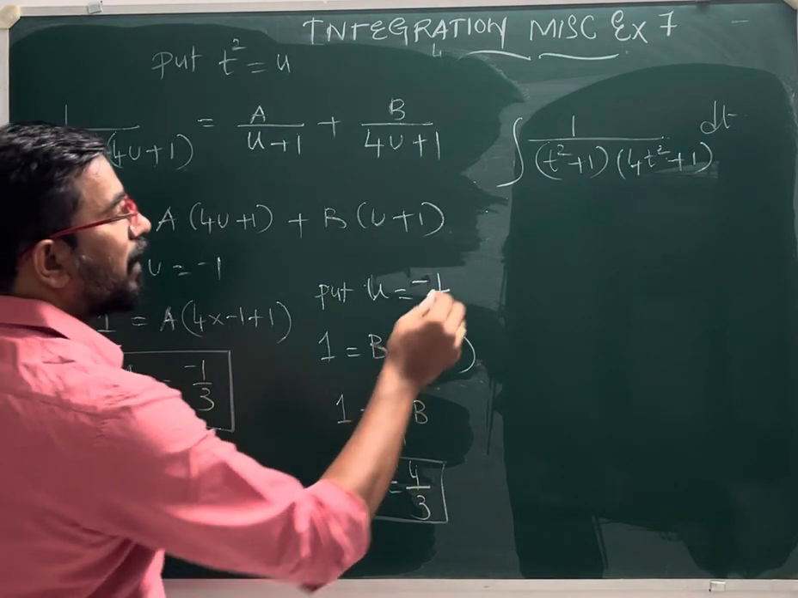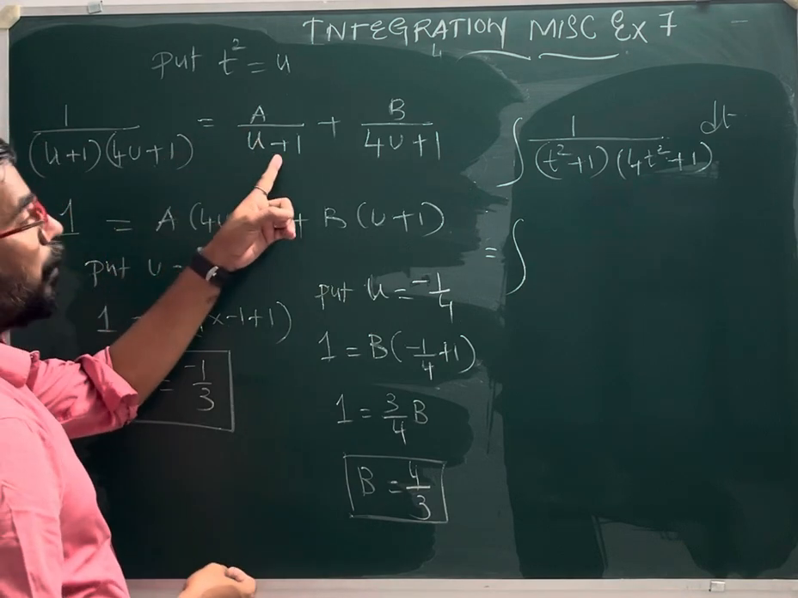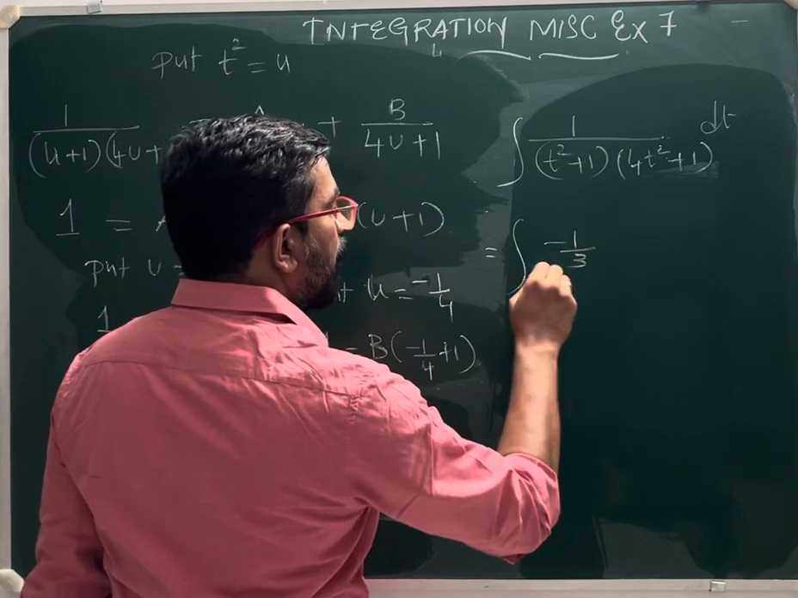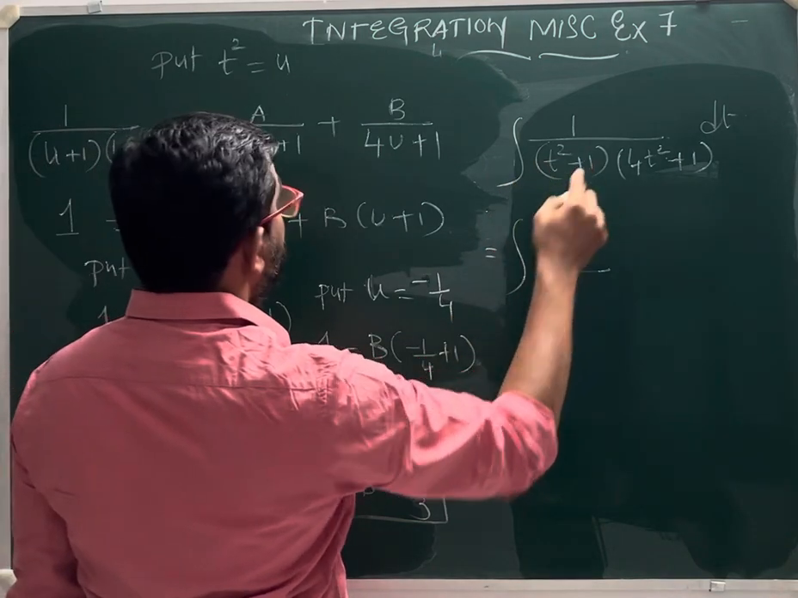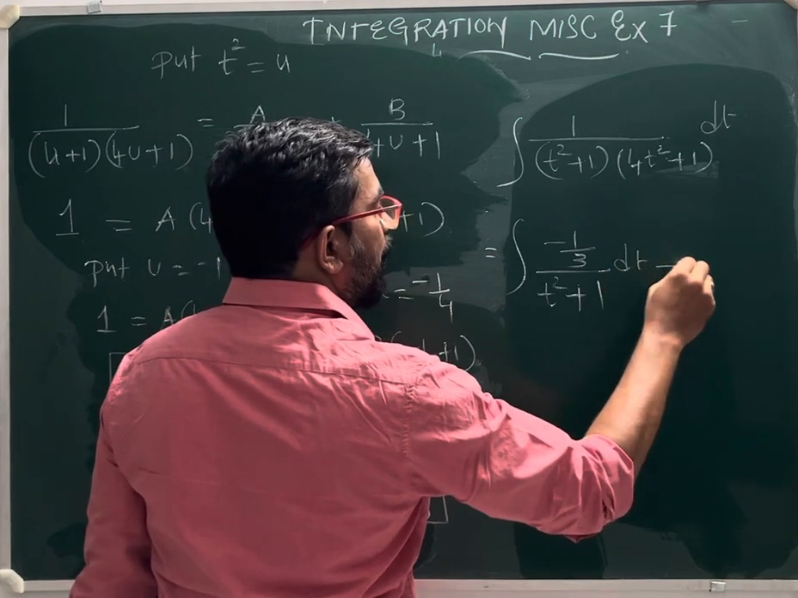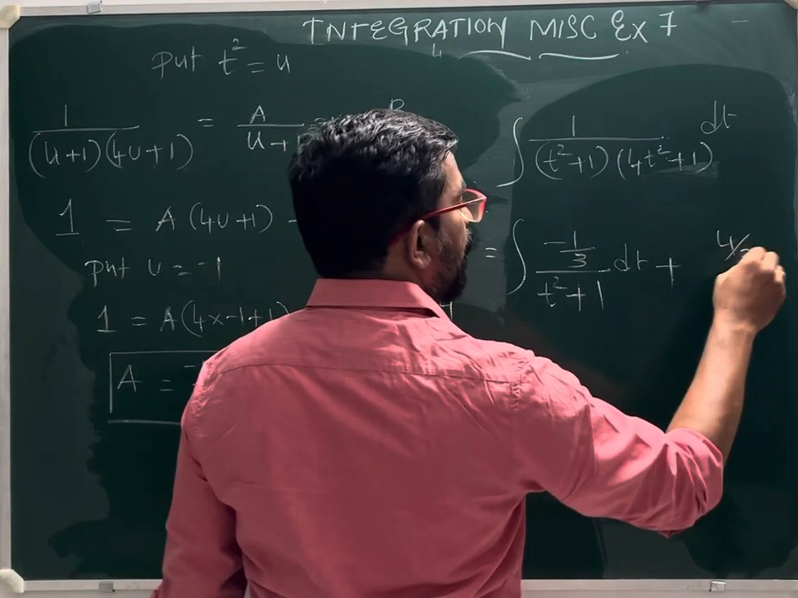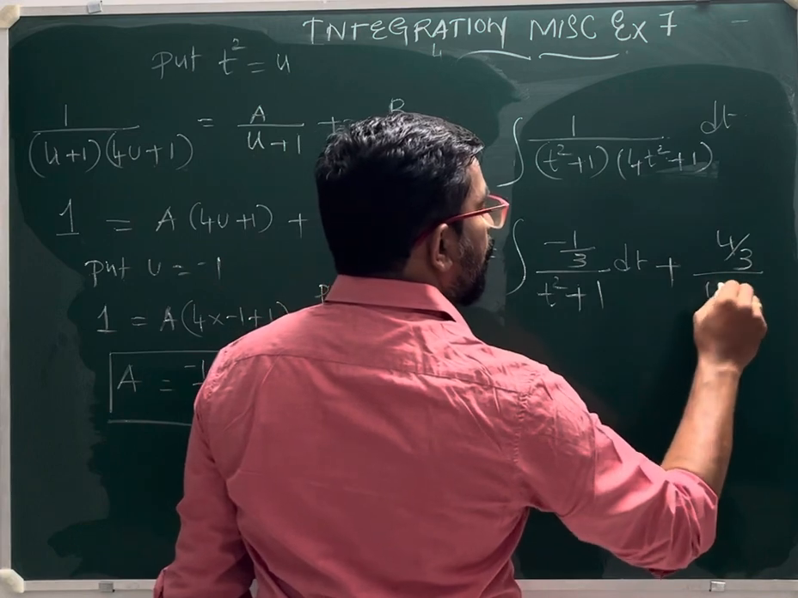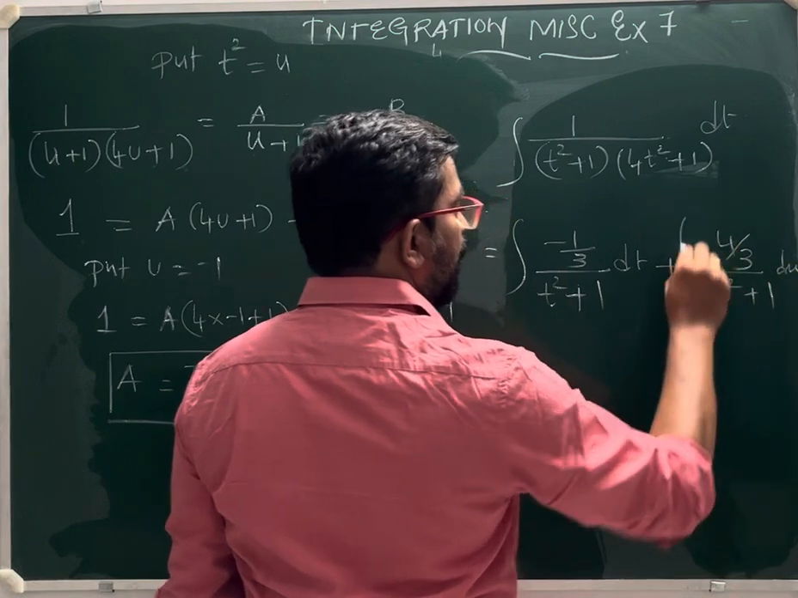Now I will write this like this, integral. So this will be a by u plus 1. What is a? A is minus 1 by 3 by u plus 1. U plus 1, what is u? U is t square. So t square plus 1 dt plus b. What is b? 4 by 3. So 4 by 3 by 4u plus 1. 4u plus 1 means 4t square plus 1 dt. This you can integrate separately.